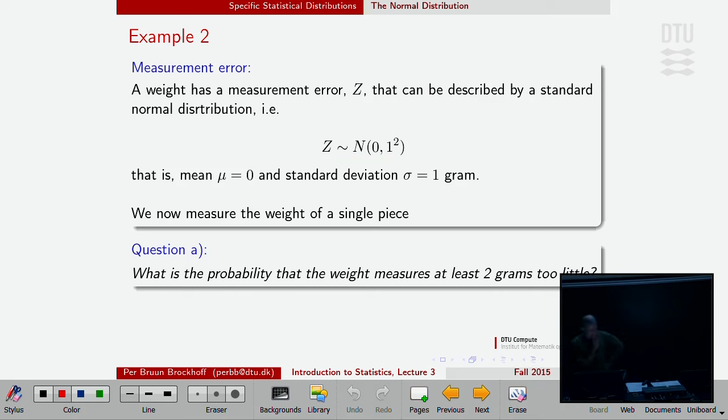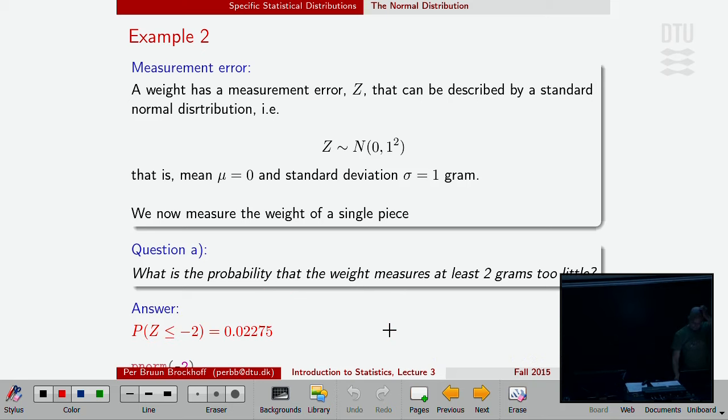What is the probability that when we weigh a certain piece, it weighs at least 2 grams too little? What does that mean? Now whenever we do something like that, at least 2 grams too little, I translate it into this statement. Hey, I made the question, so I can translate it. I hope I agree with myself.